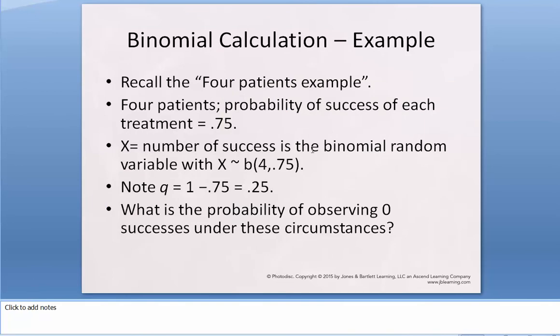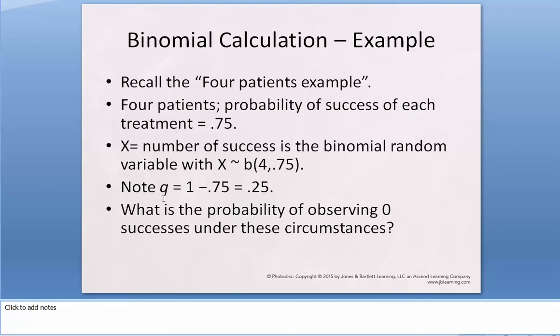So now, here's a binomial calculation. Let's think about applying that formula to a particular example, the same example. So again, x is binomial with n equal to 4, p equal to 0.75. Then q will become 0.25. Remember, q is the probability of failure.